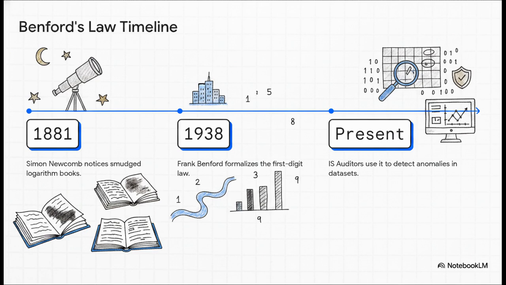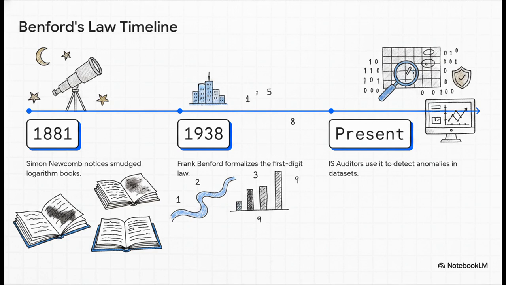To understand why, we have to travel all the way back to 1881. An astronomer named Simon Newcomb was looking through these old books of logarithm tables, and he noticed something super bizarre. The pages at the beginning of the book, so for numbers starting with 1, 2, and 3, were incredibly worn out and smudged from heavy use. But the pages at the back, for numbers starting with 8 and 9, were almost pristine. He realized that in nature, numbers starting with a 1 occur way more frequently than numbers starting with a 9.